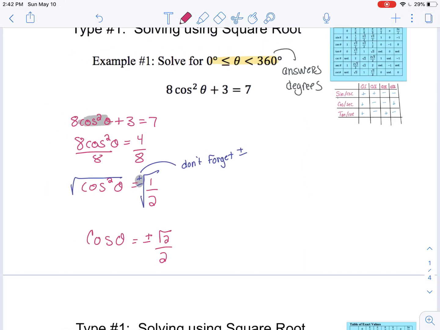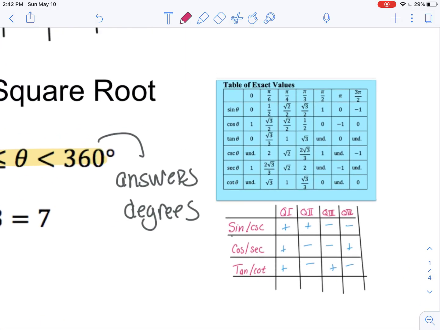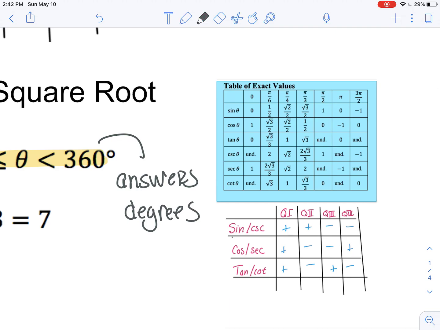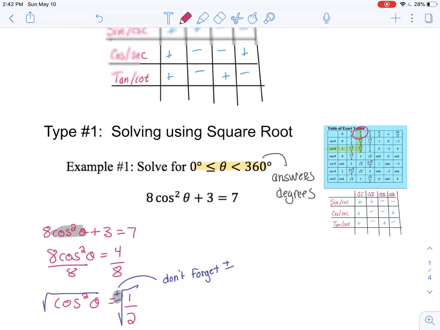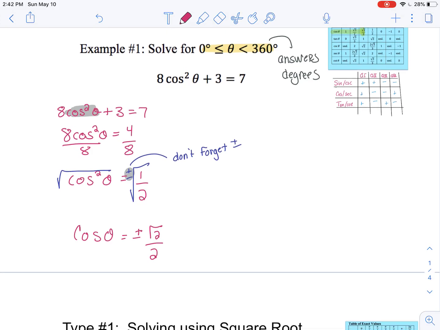So first thing I'm going to do is check to see, is radical 2 over 2 in my exact values table. So radical 2 over 2 is in my exact values table. I have a reference angle of 45 degrees. So my reference angle is going to be 45 degrees. So this is in my exact value table.